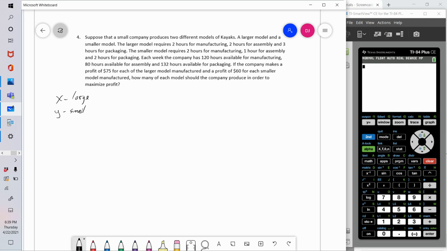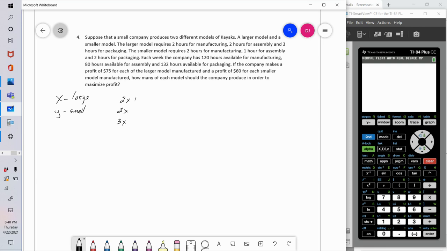The larger model requires 2 hours to manufacture, 2 hours to assemble, 3 hours to package. So I'm going to have one equation for manufacturing each of the kayaks, one equation for assembling each of the kayaks, and one equation for inspecting and packaging. It takes 2 hours to manufacture each large kayak, 2 hours to assemble each large kayak, and then 3 hours to package each large kayak.